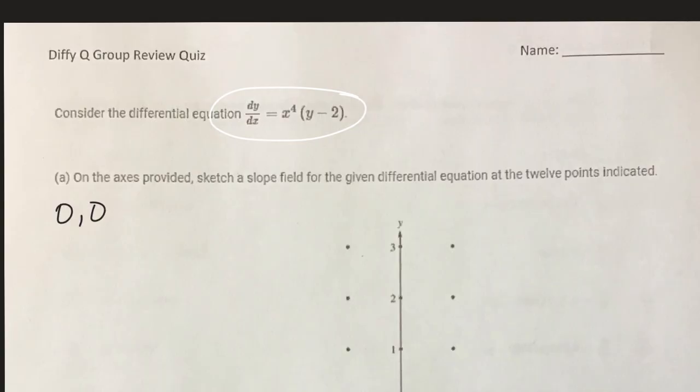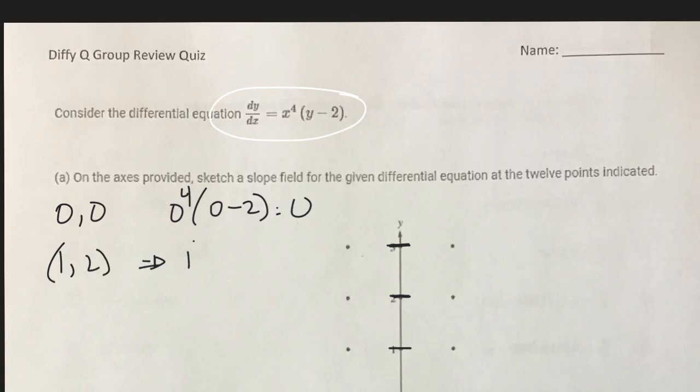So 0, 0 means we have 0 to the fourth times 0 minus 2, which is 0. Anytime x is 0, we're going to have a 0 slope. So up the y-axis, we have a 0 slope. Also, anywhere that y is 2. Look at the point 1, comma 2. That's 1 to the fourth times 2 minus 2, which is 0. So anywhere y is 2, we're also going to have a 0 slope.